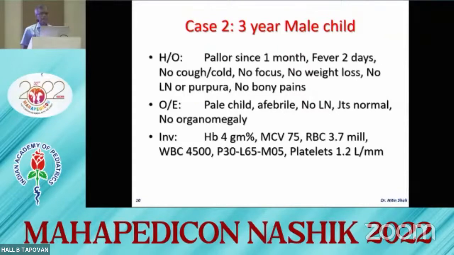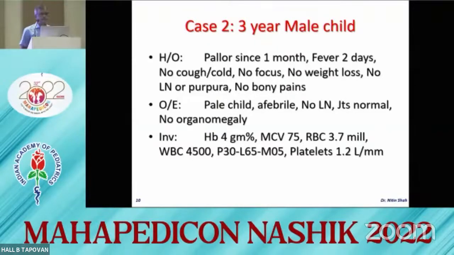So he was pale, he was afebrile when he was seen by the pediatrician, and there was nothing to suggest either lymphadenopathy, organomegaly, or joints. Everything was normal. Now, investigation, CBC was something which was alarming to the pediatrician. He saw that the hemoglobin is 4 grams. Now again, what do you do next? Look at the MCV and RDW.